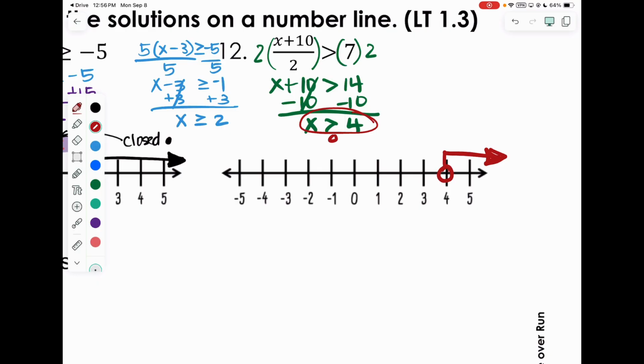How do we check if we did this correctly? Take a number from any of the shaded side. Like, let's say I take a 10, right? 10 plus 10 is 20. Now, do I put it into the middle of this problem, or do I put it into the original? Why are we putting it into the original and not the middle of your work in the test?